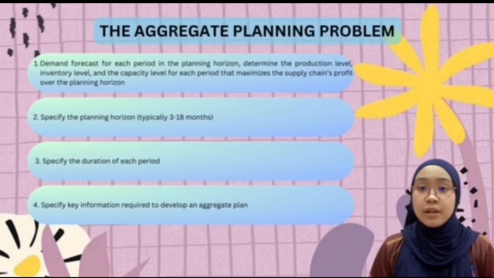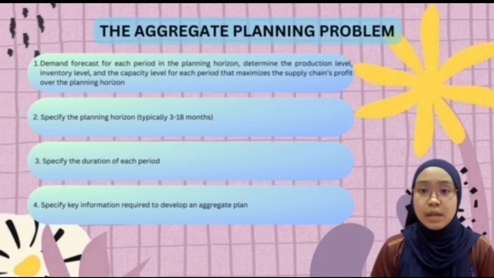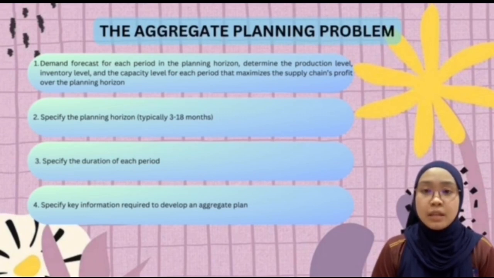These are the several problems in aggregate planning. First, demand forecast for each period in the planning horizon. Determine the production level, inventory level, and capacity level for each period that maximize the supply chain's profit. Second, specify the planning horizon, which is within 3 to 18 months. Third, specify the duration of each period. Lastly, specify key information required to develop an aggregate plan.